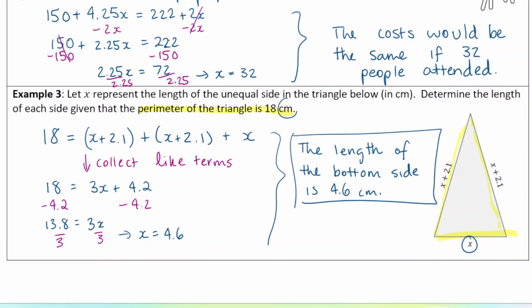I know it's centimeters because they gave me the units in the original sentence. All right, so that is the end of the lesson.